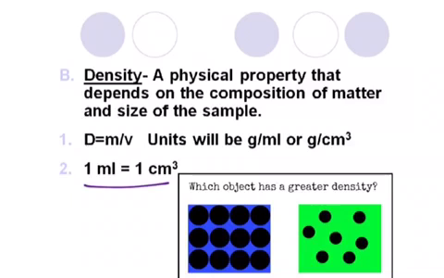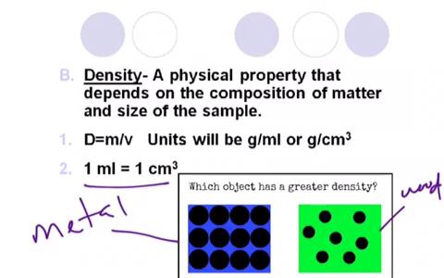So why do we look at density? Well, if you look at these two blocks, it says which one has greater density. Hopefully you can tell that the one on the left has a greater density. This would be something like a metal. And then the one on the right, this would be like wood. So if you have metal and wood that are a sample that is the same size, the metal would feel heavier because it has a greater density.